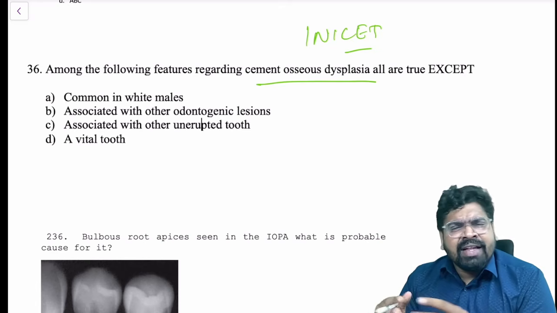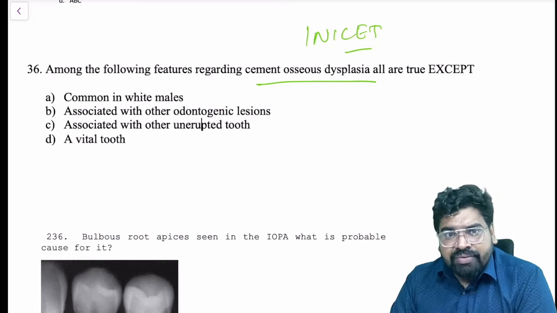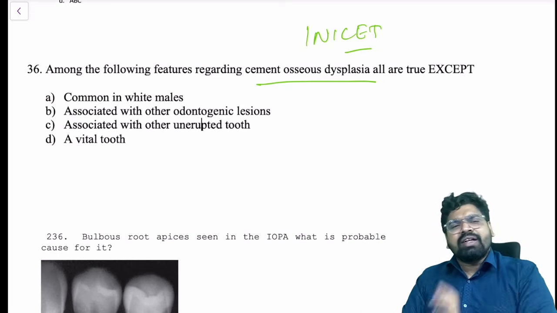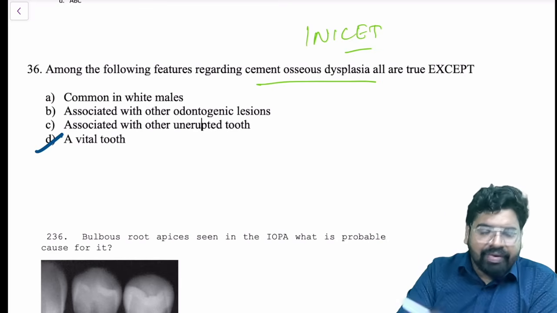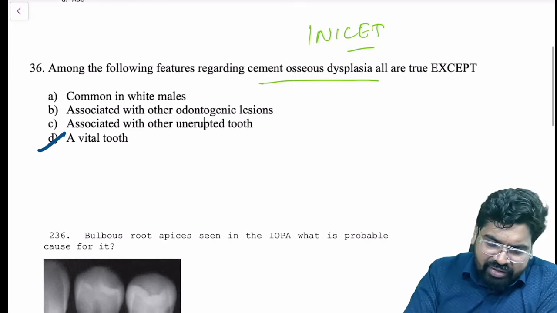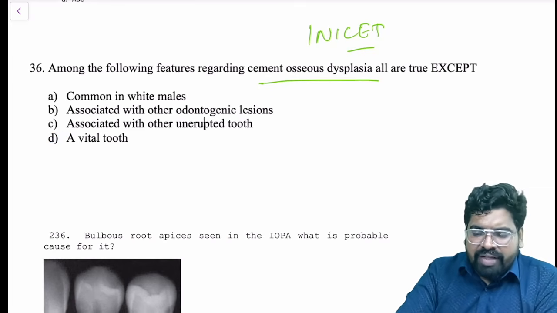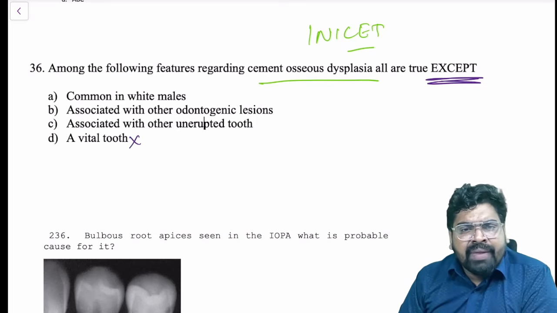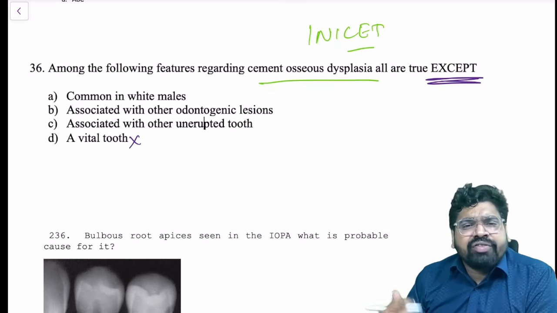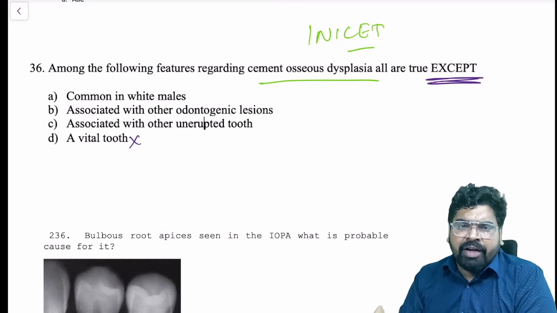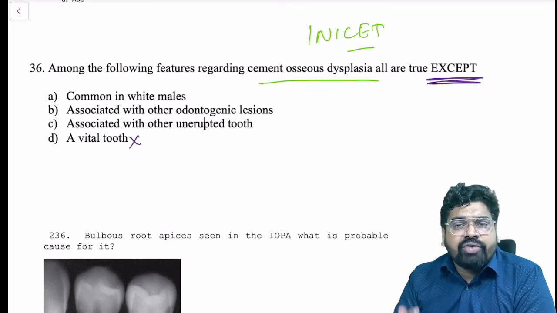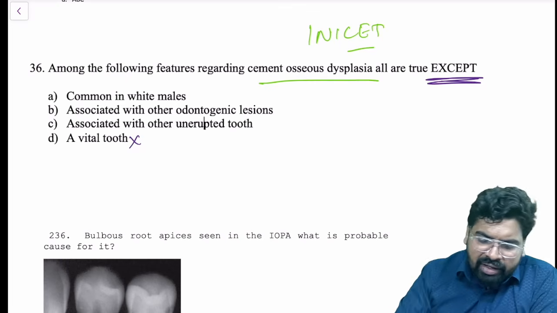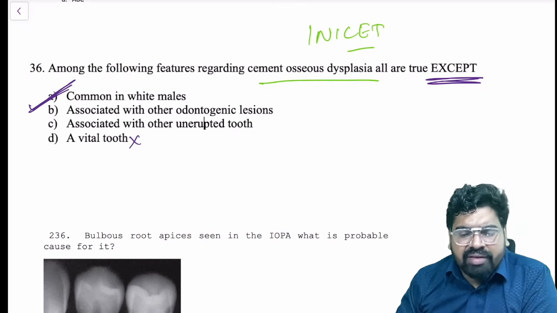Not for all the lesions it is necessary, but for those lesions which have a striking predilection, that you should be knowing. So from these options, even if you don't know the other options, one thing you know: a vital tooth is there. So this vital tooth is a true statement, and they are asking except, so we avoid that. Associated with unerupted tooth and with odontogenic lesions, you don't know, it doesn't matter. Now, common in white males. We know that in 90% of cases this is seen in females. So which is not true here? The answer is A, it is in white males.